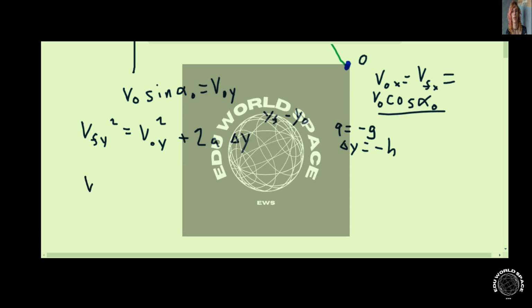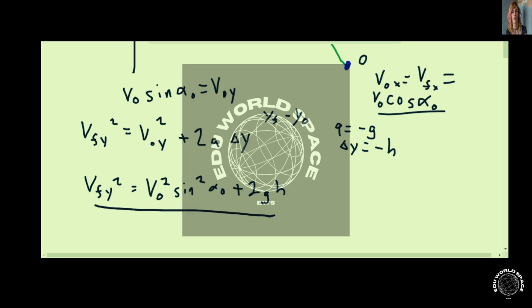So v final in the y direction squared is equal to, plugging in v naught y, v naught squared sine squared alpha naught plus 2gh. All right, we're going to keep it like this, and we'll see why later on.